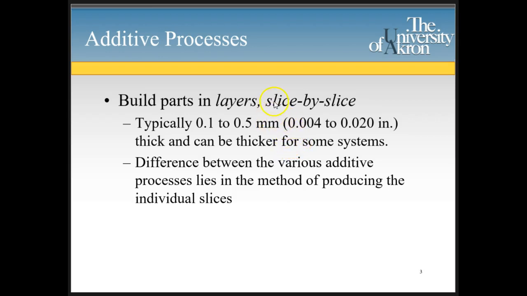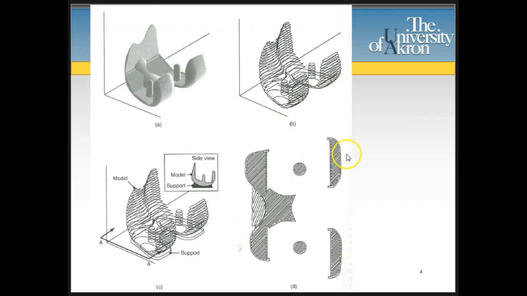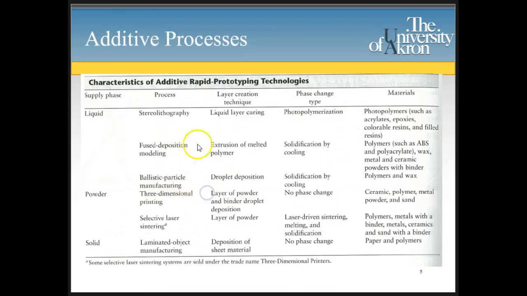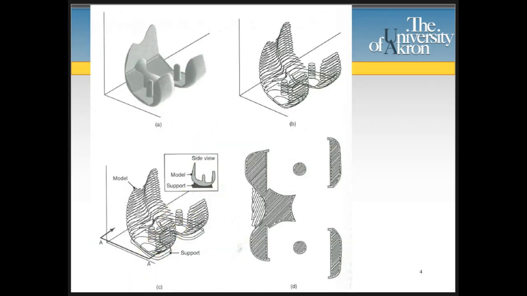So when we talk about additive, we're going to build the model up layer by layer, slice by slice, and there's various methods available, but this is the general concept. So this is my part here. Here's the actual part, and I'm going to build it up layer by layer. This shows the slices, and using some method, I'm going to lay down the layers, and underneath I'm going to have a support because of the shape of this.